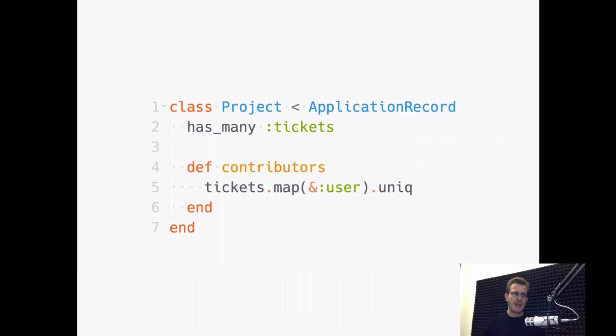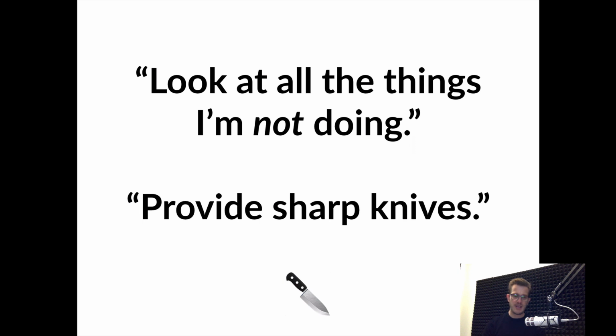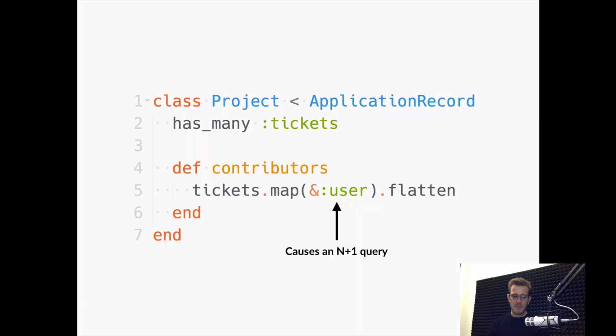And really, this does come down to Rails' simplicity. It comes down to the old Rails presentation of look at all the things I'm not doing, and the more recent Rails doctrine of provide sharp knives. But these seem like the antithesis to good application design, because this causes an n+1 query. This makes it possible to write bad code.